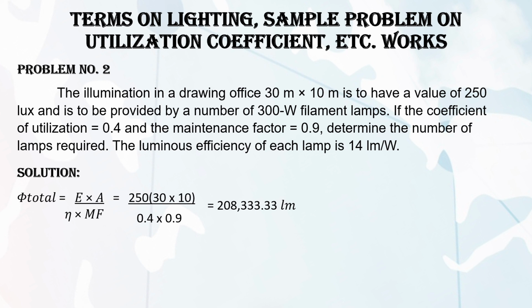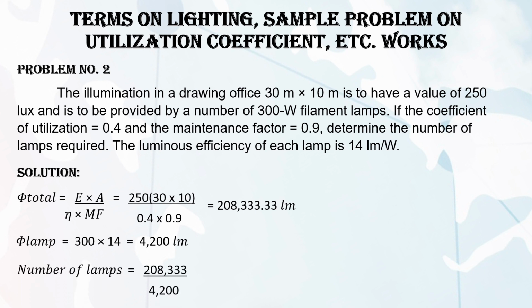And then, we must find also the luminous flux of the lamp. Same ra gihapon sa ganiha, kung giunsa nato pagpangita ang luminous flux emitted. Where luminous flux lamp kay 300 multiplied by 14. So, ang makuha na tong answer is 4,200 lm. So, with that, masolve na nato ang number of lamps required. So, ang formula kay luminous flux total divided by luminous flux lamp.